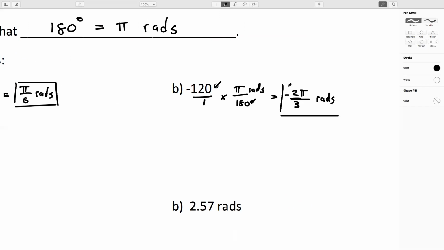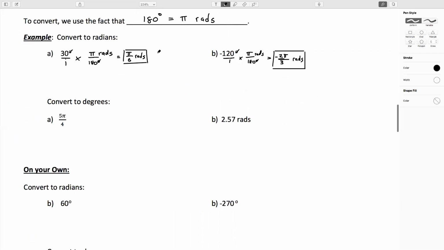We can keep doing this. We'll do it a little bit quicker because we're basically using the same process for all of these. So 5 pi over 4. This time we're just going to multiply by degrees over radians, so we're going to multiply by 180 over pi. Radians will cancel. 180 over pi times 5 pi over 4 is 225 degrees. 2.57, same thing, just multiply, this could be written over 1. We're going to multiply by 180 over pi. This is 147.25 degrees.